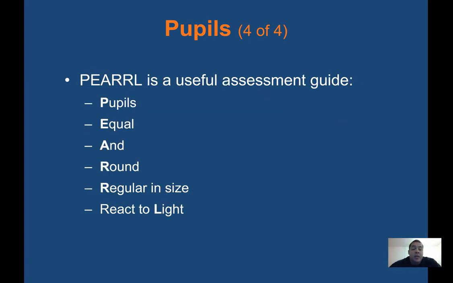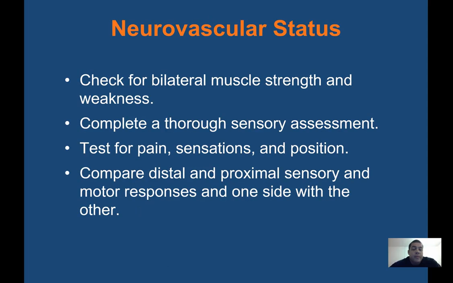PEARL is a useful assessment guide. Pupils equal and round, regular in size, and react to light. Neurovascular status. Check for bilateral muscle strength and weakness. Complete a thorough sensory assessment. Test for pain, sensations, and position. Compare distal and proximal sensory and motor responses in one side with the other.